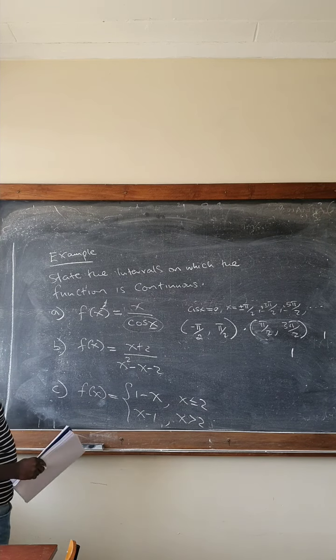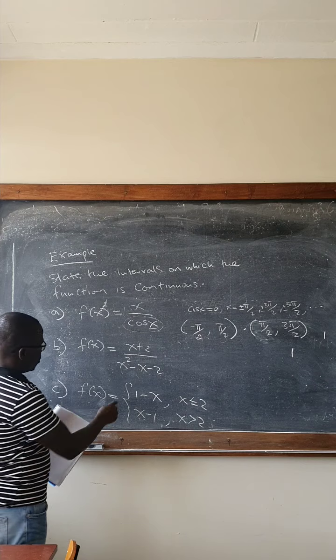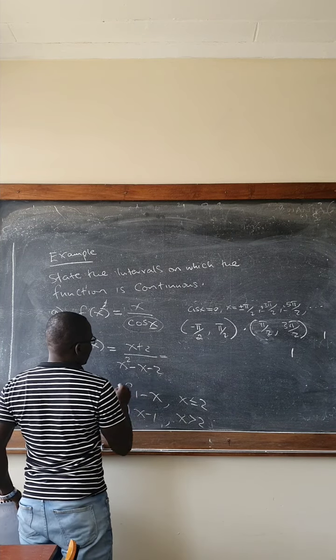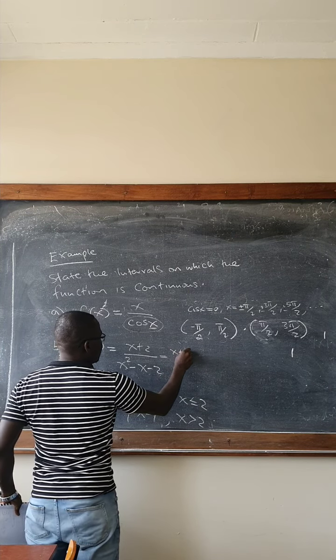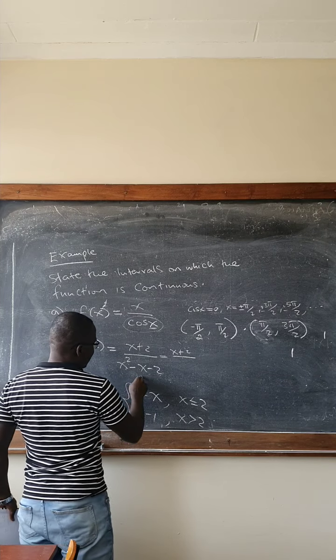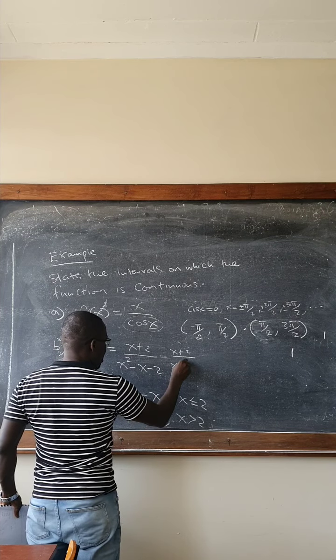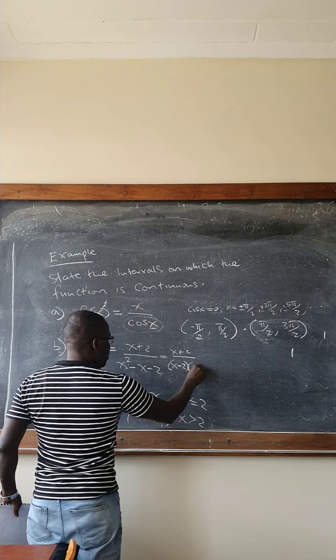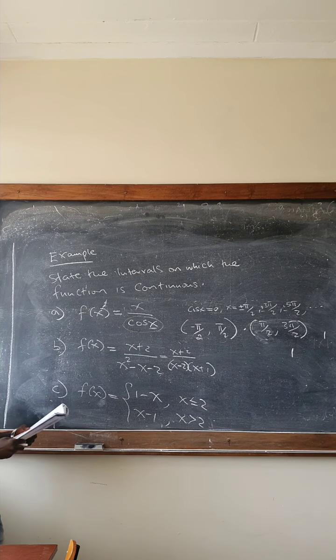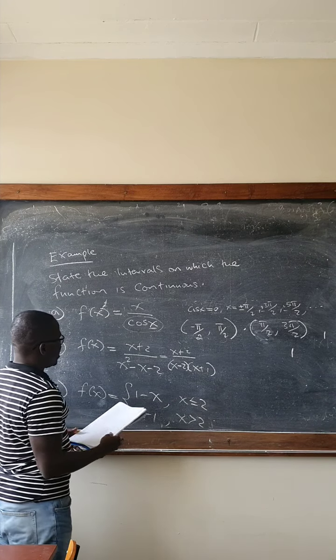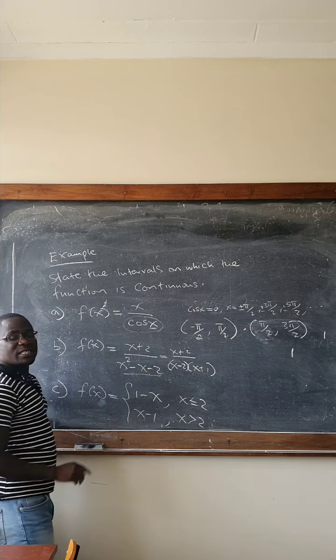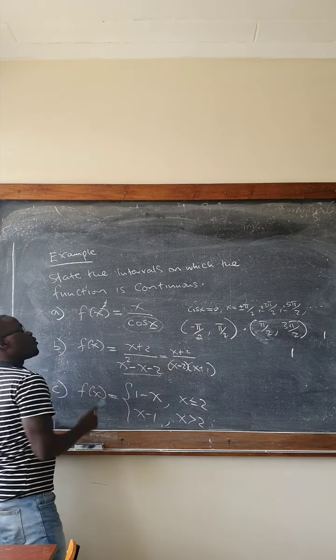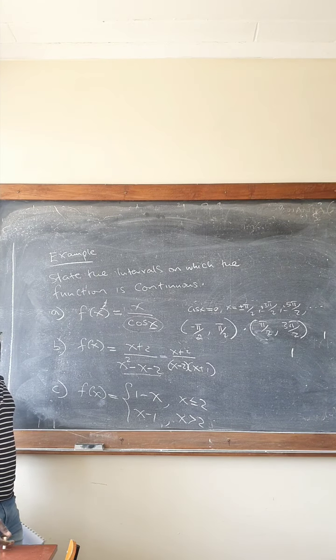What about this function f of x? If you factorize this, you can see that this is x plus 2 divided by x minus 2 into x plus 1. That is basically how it's going to be. And then if we remove these points, this is a continuous function because this is a polynomial. This is also a continuous function because it's a line, or a polynomial.